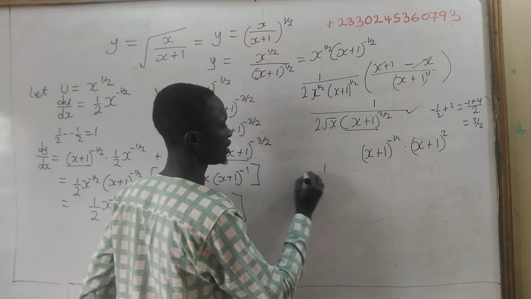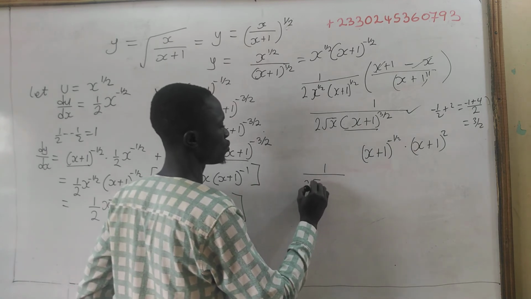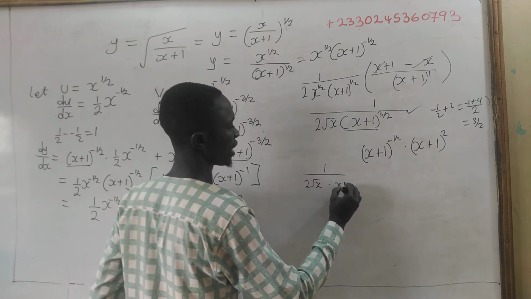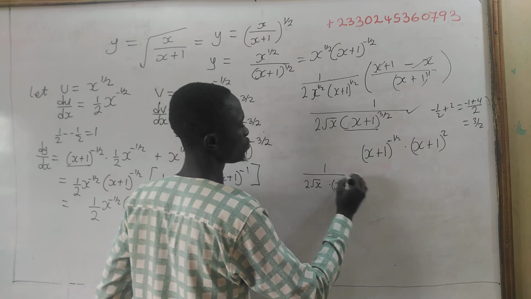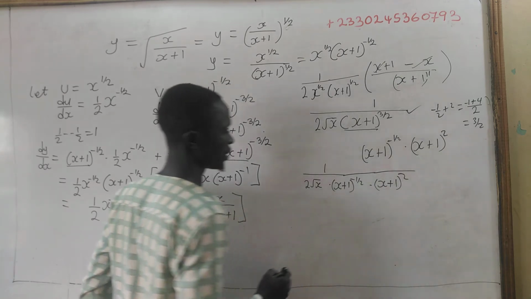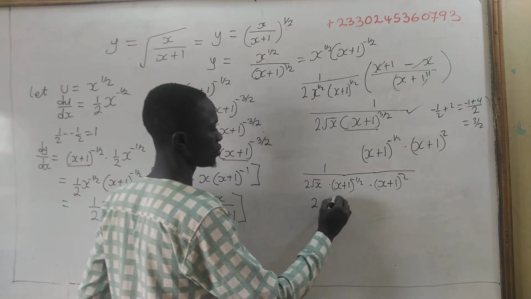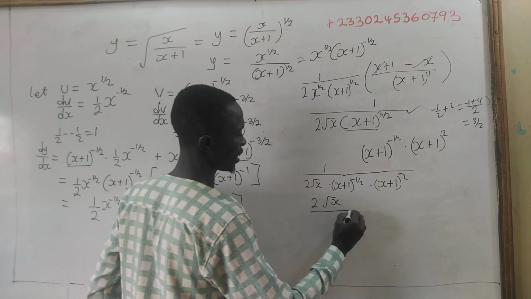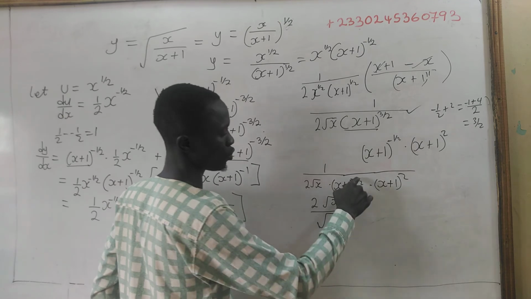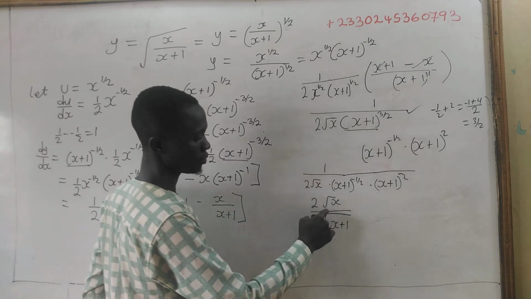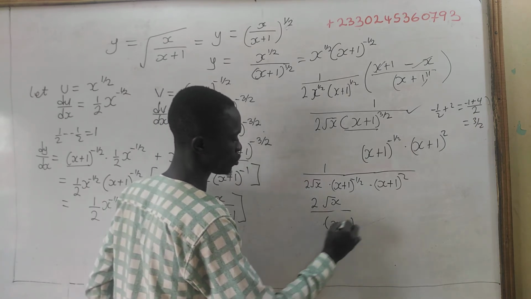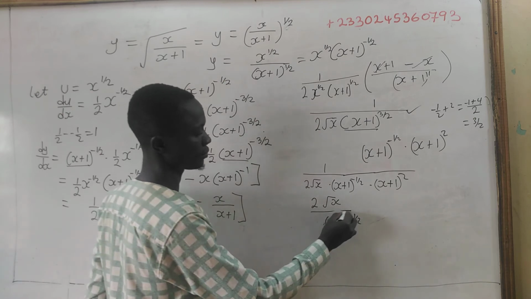This one will change to 1 divided by 2 root x times x plus 1 to the power negative 1 on 2 times x plus 1 squared. Now this one will become 2 square root of x divided by square root of x plus 1, because power negative half will become square root under. Or let's do it one after the other. It will become this. Correct. It will divide.